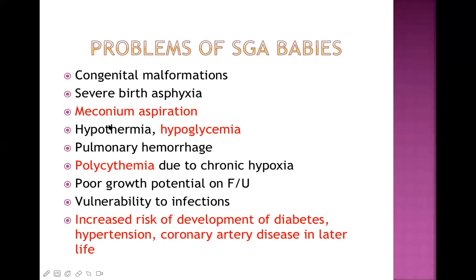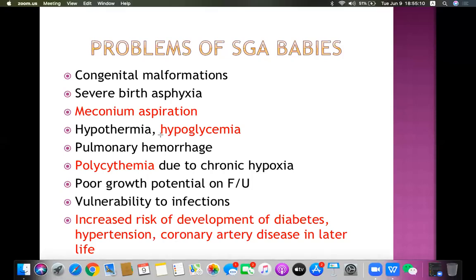Hypothermia and hypoglycemia commonly occur in SGA babies as well, but hypoglycemia is much more common than in preterm baby. I've already explained the reason. So let me highlight again. This hypoglycemia is a very important point, okay? It is also denoted by red color here. Pulmonary hemorrhage can occur, and polycythemia is a very common feature due to chronic hypoxia in this baby. They have very poor growth potential on follow-up.